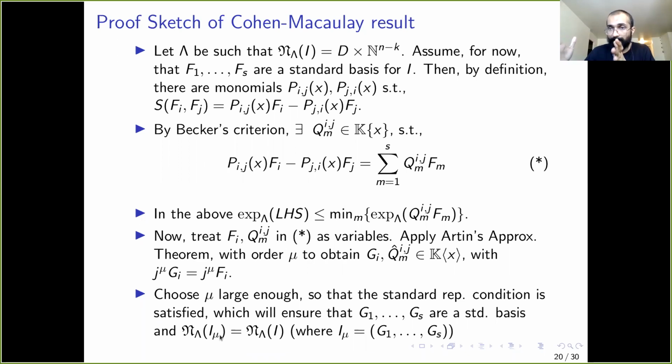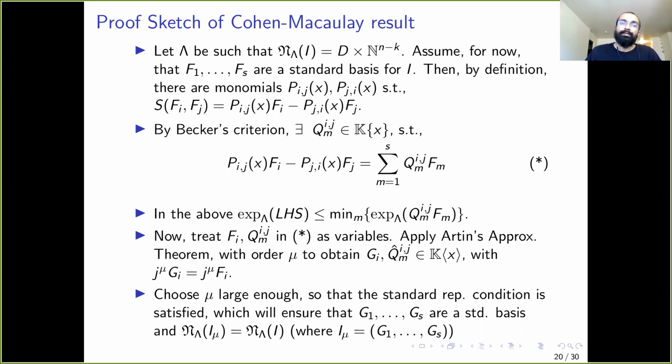And since they agree up to order mu with the F1 through Fs, it means that they have the same initial exponents. The diagram of I_mu with respect to lambda has the same vertices, and hence it has the same shape as the diagram of I with respect to lambda. And by the relationship between Cohen-Macaulayness and the shape of the diagram, that tells us that k[[x]]/I_mu is Cohen-Macaulay with dimension n minus k.